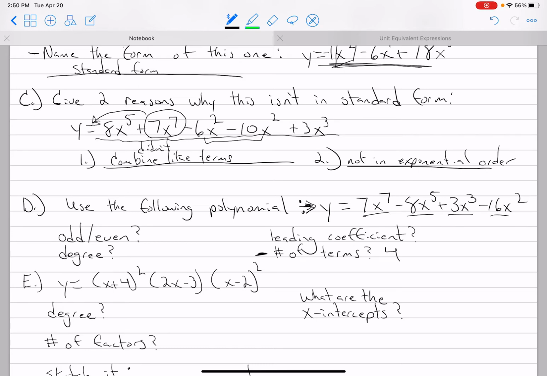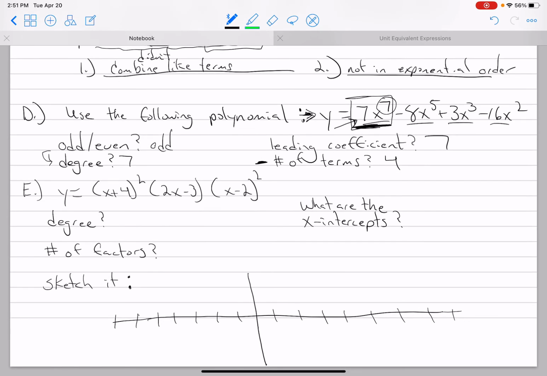All right, what degree is it? That means I need to look at the leading term, which is this one. Look at the exponent on that, which is this. So I realize that this is a 7th degree. What's the leading coefficient? Again, I'm looking at the leading term right here. I look at the coefficient of it. That's a 7. Is this odd or even? All you got to do is look at the degree. And I don't remember if we talked about this or not. So this is an odd degree polynomial.